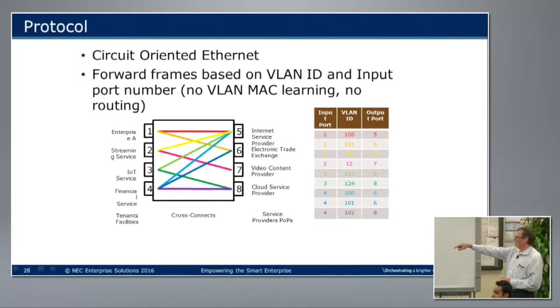On the left side of the image, you see different tenants, Enterprise A, a streaming service, and on the right, different uplinks, different service providers, a cloud service provider, a video content provider. We will take the traffic that comes from the tenants, look at the port number and VLAN, and forward it to the appropriate uplink, the appropriate service provider. This, of course, is not switching, it's not routing, it's just a different way of forwarding data.